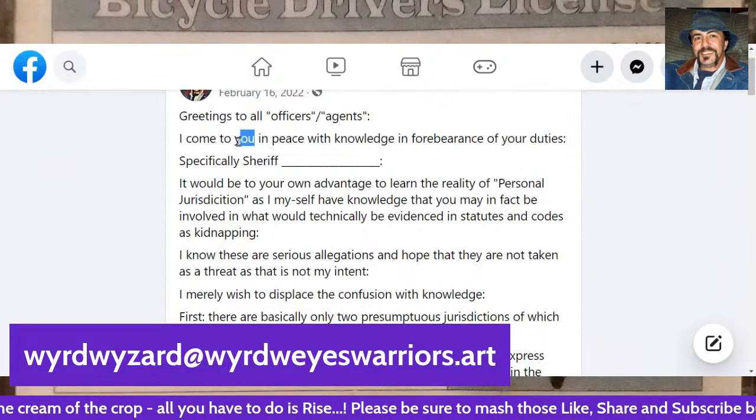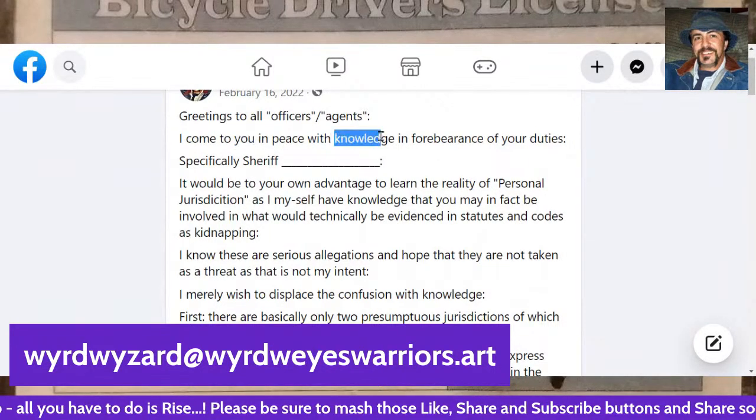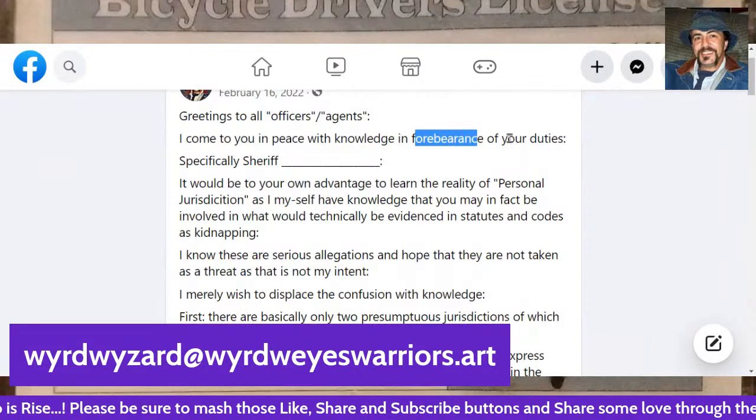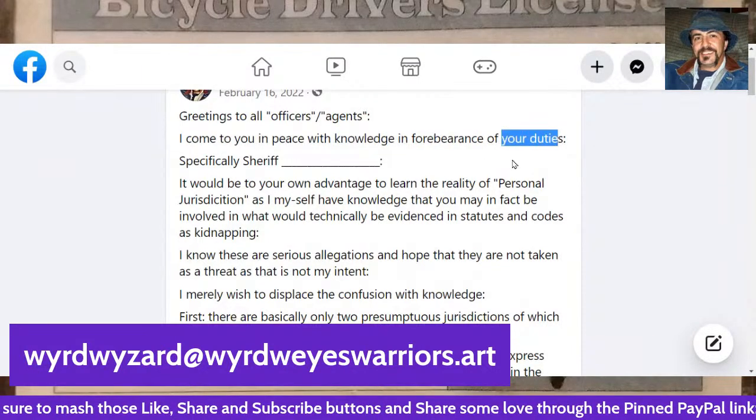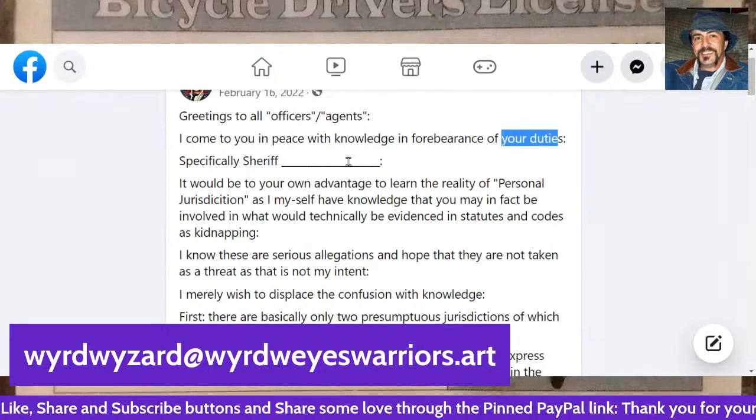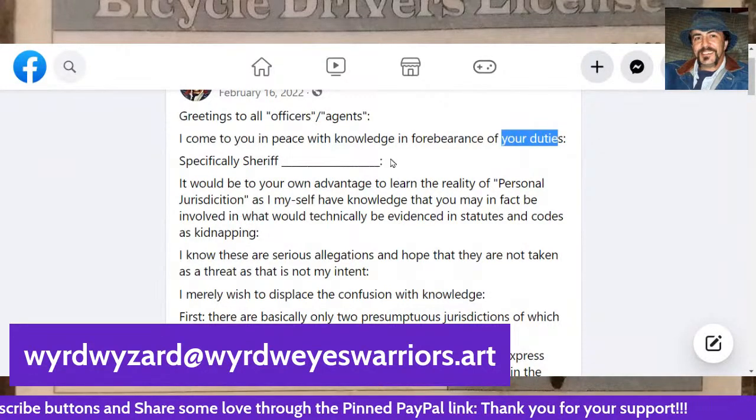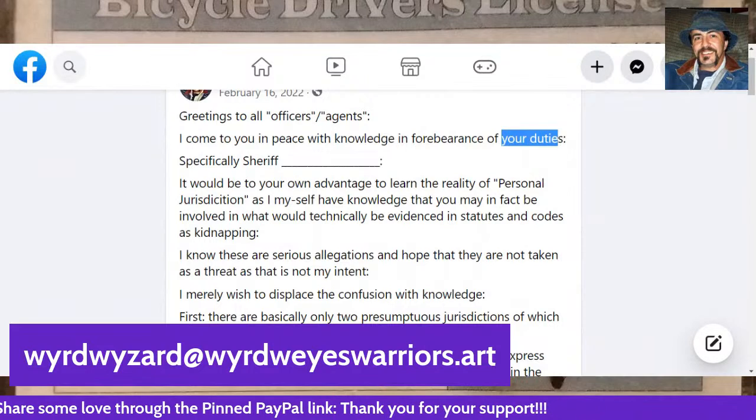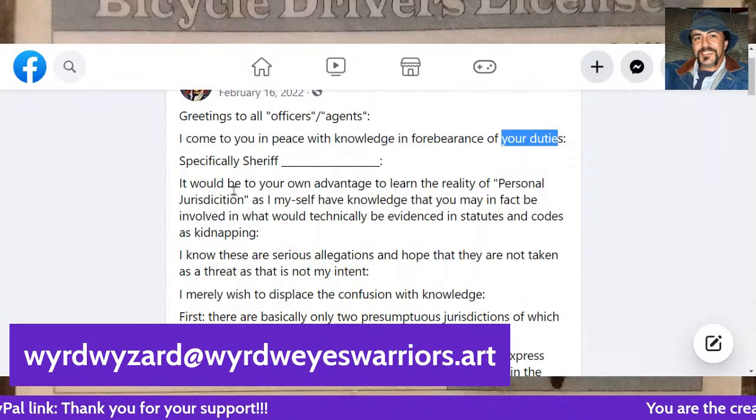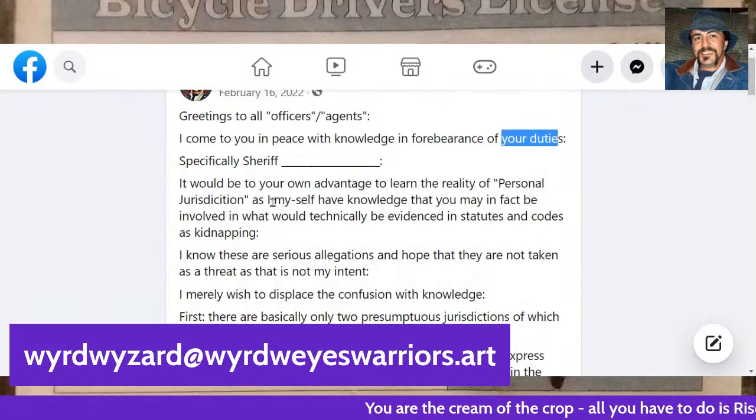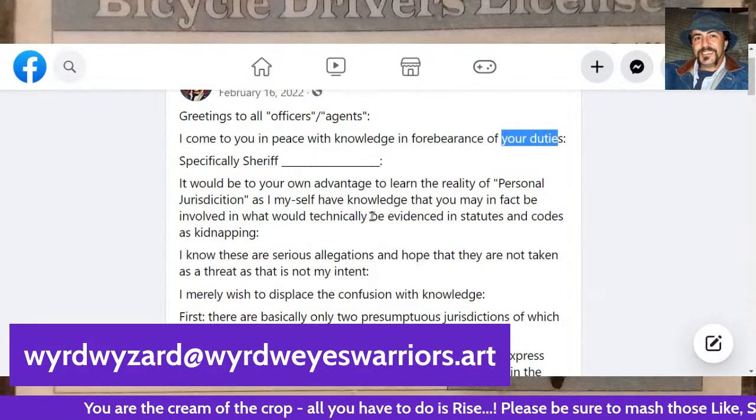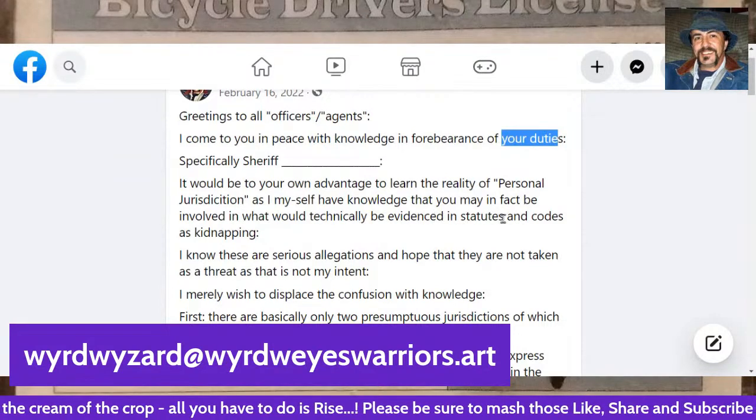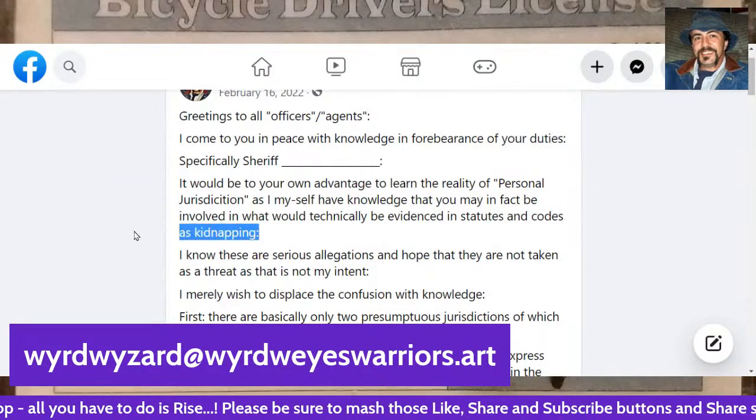I come to you in peace, with knowledge, in forbearance of your duties. Specifically, Sheriff, and this here is Tom Little. Coincidentally, the same last name, no relation. Thank goodness. It would be to your own advantage to learn the reality of personal jurisdiction, as I myself have knowledge that you may, in fact, be involved in what would technically be evidenced in statutes and codes as kidnapping.